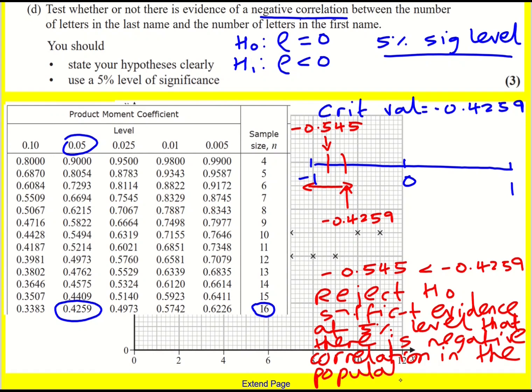If I had time, I'd probably write a few more words just to clarify that negative correlation between the number of letters in the last name and the number of letters in the first name. It just seems like quite a lot of things to write down when you want to get on with the next question. So there we go. There's our hypothesis test for correlation.